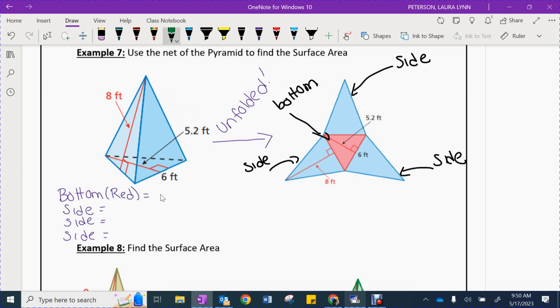So we're actually going to fill this out. Our red is bottom of 6, or base of 6, times height 5.2, divided by 2. Let's do all this math. Off to the side here, I'm going to do my multiplication. 5.2 times 6. 6 times 2 is 12. Carry your 1. 6 times 5 is 30, plus 1 is 31. I had one number after my decimal point, which means I need one number after my decimal point in my answer. So we have 31.2.